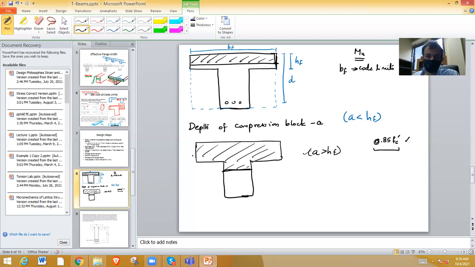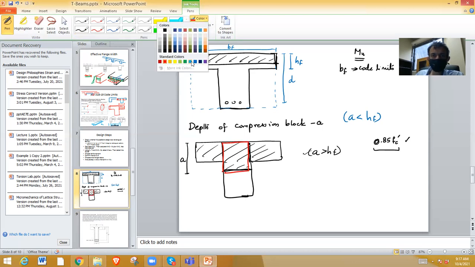Okay, so what we do here is, let's say this is A, the depth of the compression block. Now I will write the total stress in this. Okay, how do I write? Let's write it as two parts. The total force in the compression block, I will write as two parts. This red part is one part, and these two blue parts, this and this, are the second part.